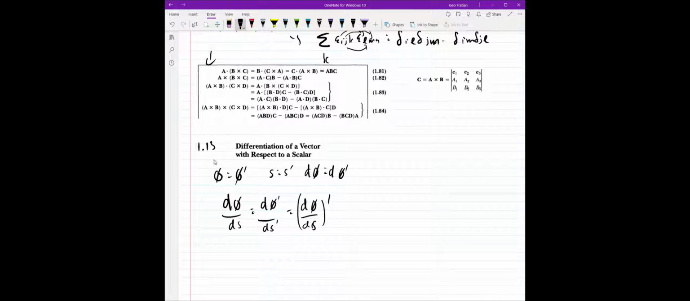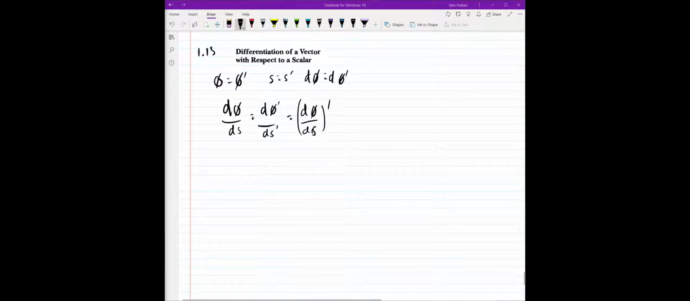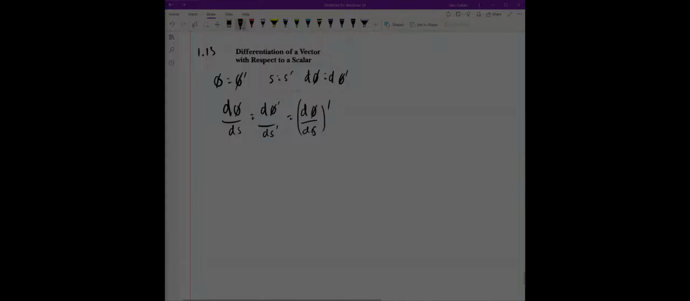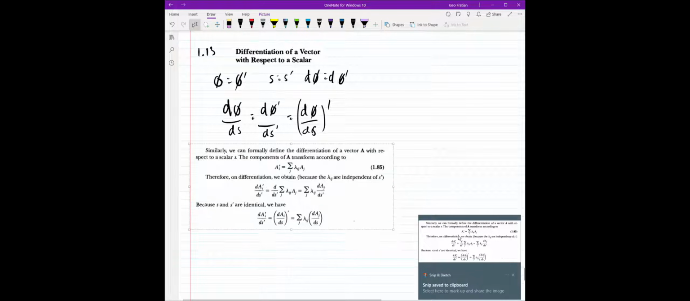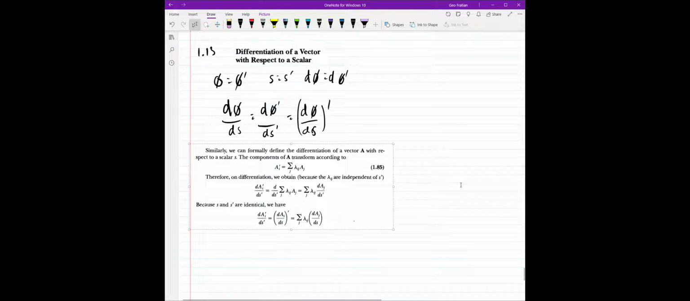So we can define the differentiation of a vector A with respect to a scalar S according to the formulation we've derived. Remember, A_i is equal to your rotational thing times your original component. So when you differentiate with respect to a scalar, you are differentiating that equation. That means we can do the summation and then differentiate the original component. Since S and S prime are identical, we can simplify it to this. We don't need to change S prime because it's the same thing.